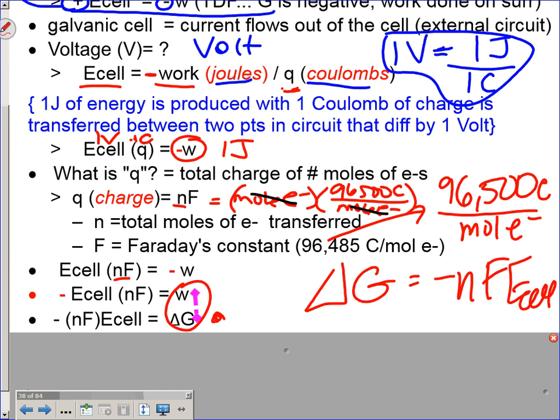And I didn't put standards here, but I could put those little knots there to call it standard conditions. So basically it's telling you that the free energy that's available is based upon the differences in the reduction potentials, aka the E cell, times the moles of electrons that are transferred times the charge of electrons. Because electrons carry charge, which we can convert to joules and determine the energy.